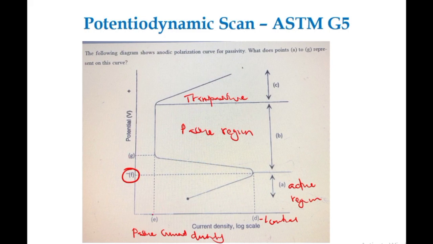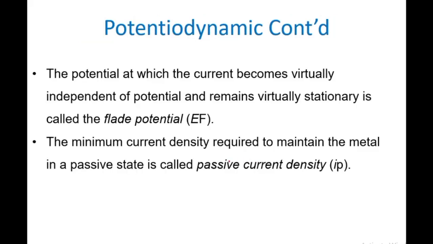And our E here becomes the what? The passive current density. And on the passive current density, the potential of the passive current density is what? The protection potential. And our EF represents what? The PPP, the primary passivation potential. That is this. That is the question I obtained online. They say we should label the parts. Now let's move on. Now let's talk about the potential dynamic.